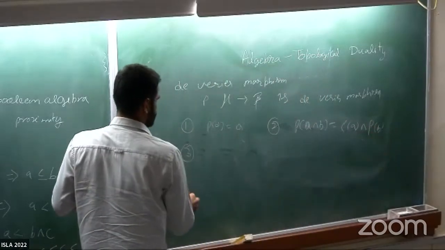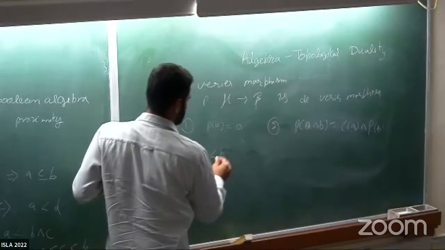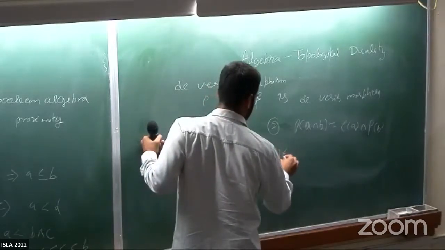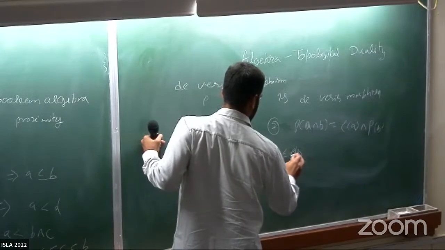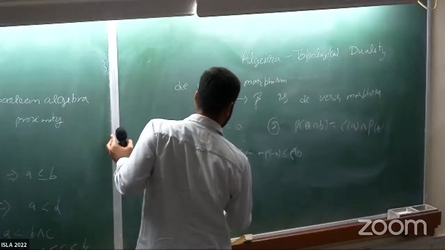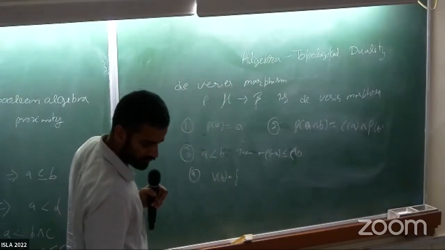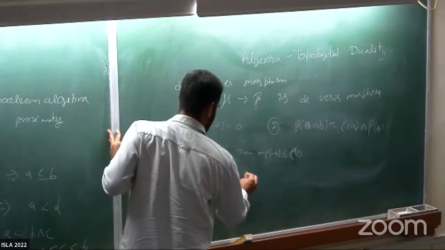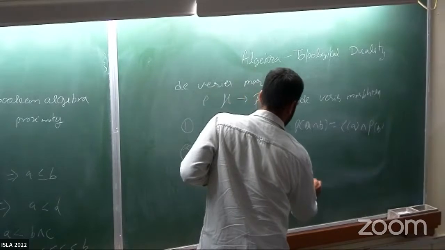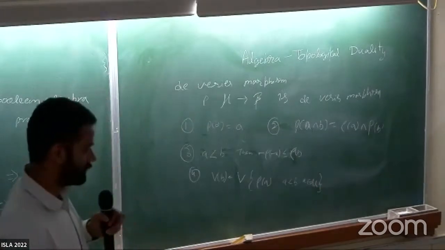And third is that if A is related with B, then negation of ρ of negation of A is always less than ρ of B, image of B. And the last one is that ρ of B can be written as the join of all ρ of A such that A is less than B and A belongs to our algebra. Any map satisfying this is known as a de Vries morphism.